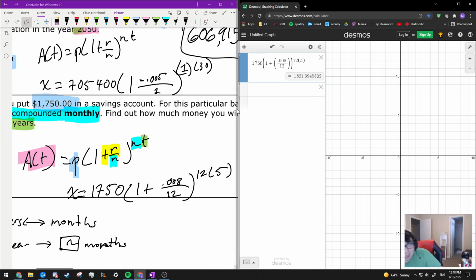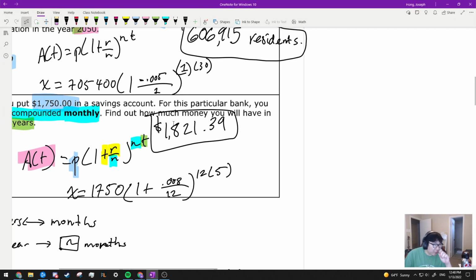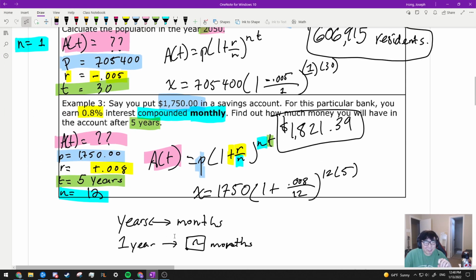So if you make like 0.8% monthly for 5 years from $1,750, you will come out with $1,821.39. So just you doing nothing for 5 years, your money is just sitting there. You gained almost $100. That's not too bad. You did nothing to do that. You just kept your money in there.